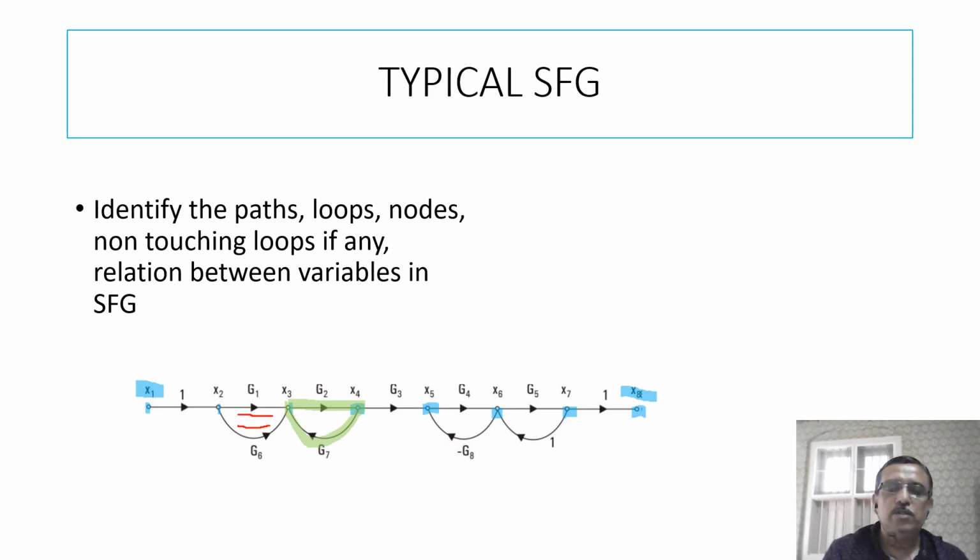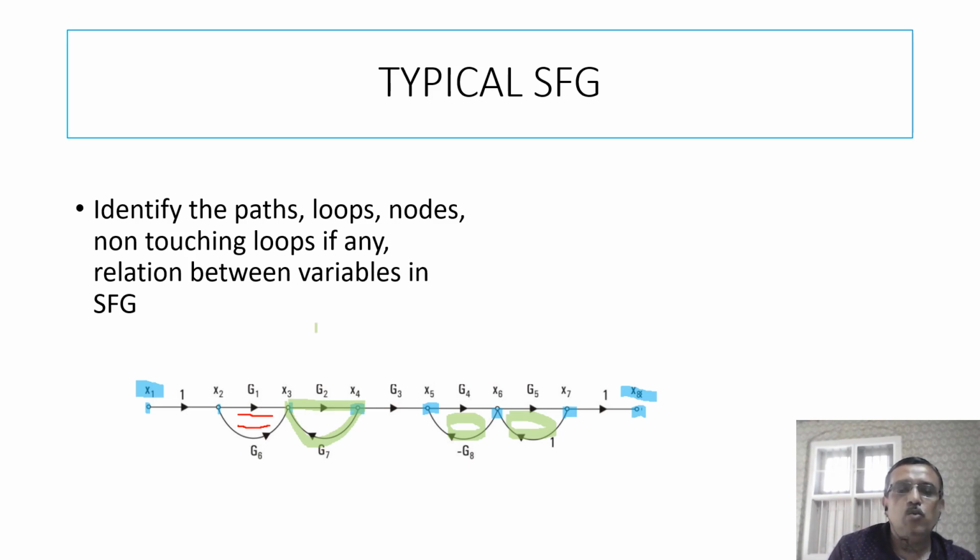What about this? G4 minus G8. This is also a loop. What about this? G5 and 1. This is also a loop. So how many loops are there in this problem? There are 3 loops. How many non-touching loops are there?